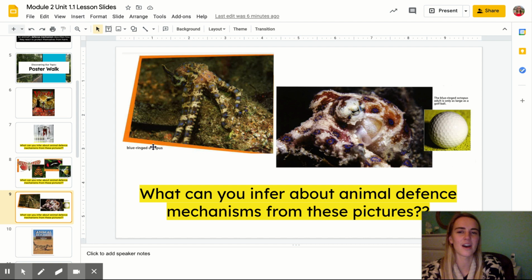So this is a blue-ringed octopus, and this is a closer image. If you note here, it says it's actually the size of a golf ball as a full adult. So this octopus is not very big. How do you think it defends itself if it's a small animal? Think about it again in terms of a football game. If you had a kindergartner playing against a bunch of 8th graders, it just wouldn't go well. It'd be tiny. But look at this octopus. Look how many legs and tentacles it has. Look at its coloring. Think about how it might protect itself.